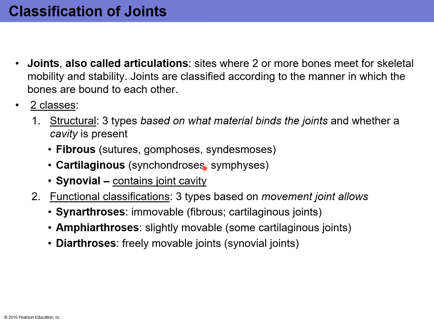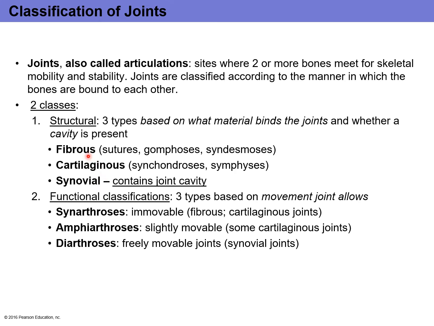Okay, so as I mentioned, you can classify joints structurally and you can classify them functionally. So first we're going to go through the 3 main structural classifications. And then for each of these 3, we can break these down even further into subgroups. And then we will talk about specific examples of joints within each of these groups. So the 3 main classes of structural classification are going to be fibrous, cartilaginous, and synovial.